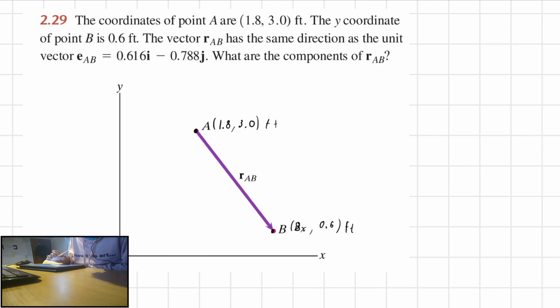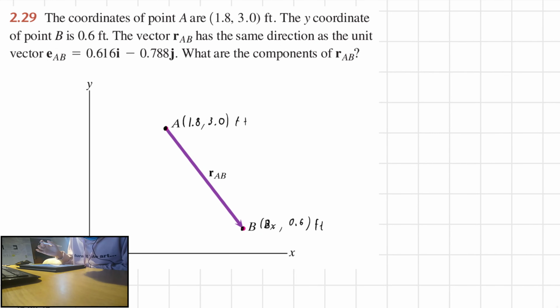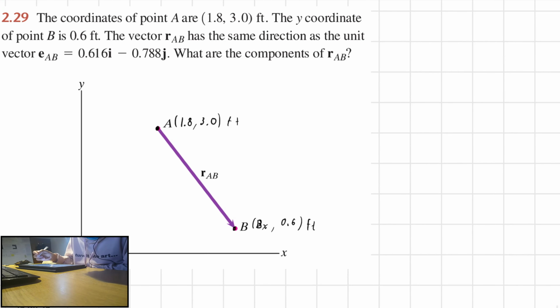The vector RAB has the same direction as the unit vector eAB. Well, that is actually something that we should already know, for when we're talking about a unit vector, it always has the same direction as the original vector. So they are asking for the components of the vector RAB.